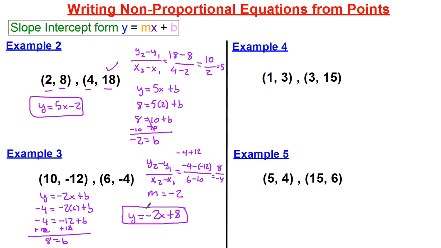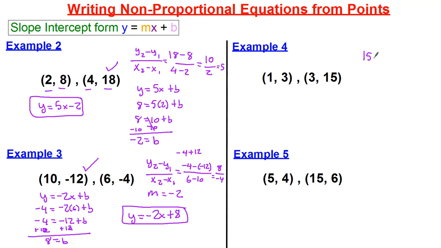Now let's plug in to see if that's true. So negative 2 times 10 is negative 20. Negative 20 plus 8 will give me negative 12. So that's true. Okay, let's just try a couple more examples, but as of now, if you understand all this stuff, you could stop watching the video and then move on with your work.